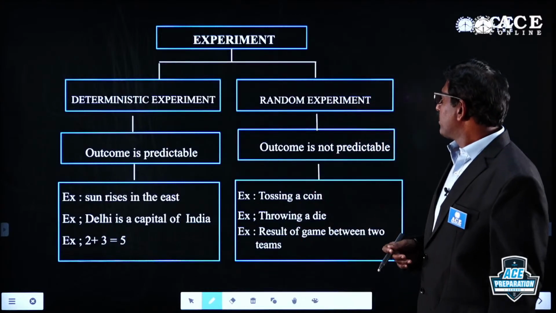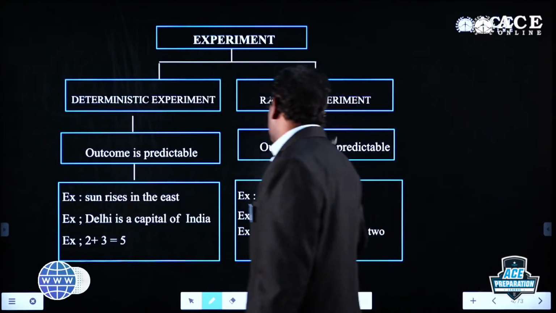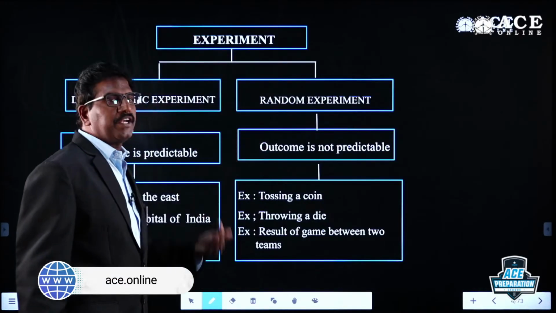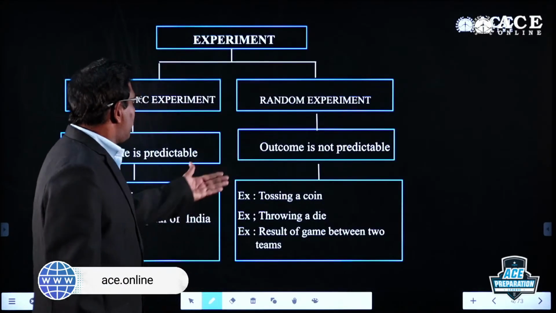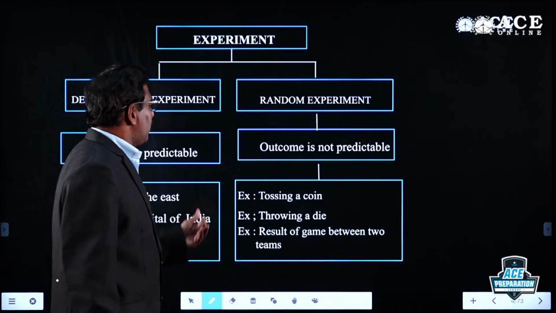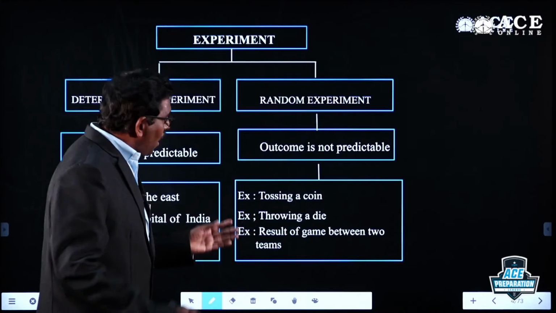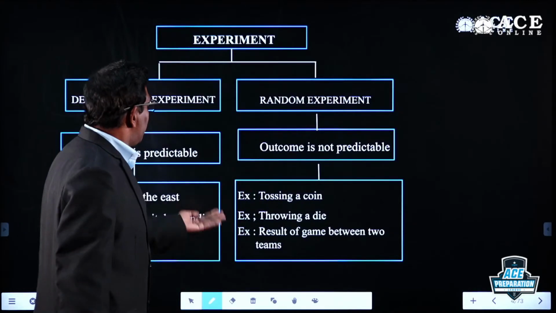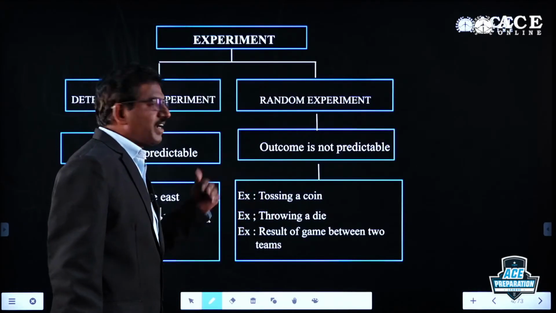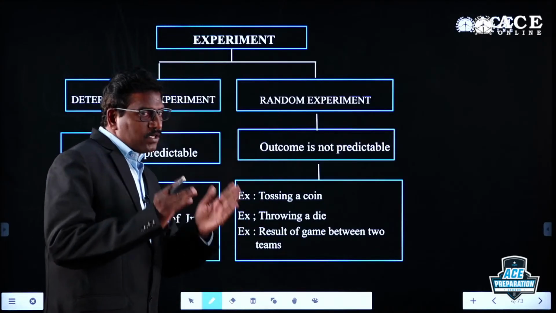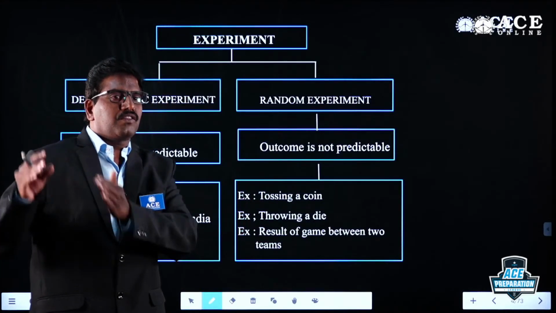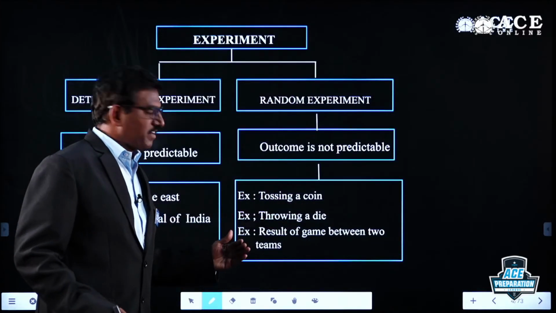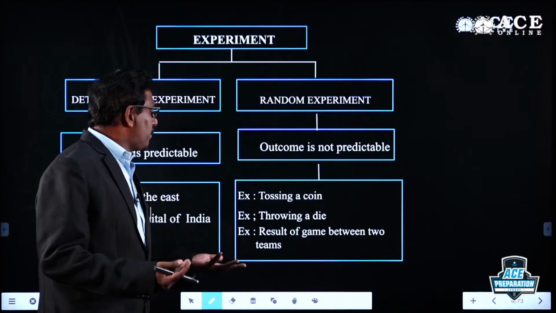Now, the second type of experiment, random experiment. In this case, the outcome is not predictable. We will not be able to predict what the outcome is. For example, tossing a coin. If you toss a coin, the outcome may be head or tail, but we don't know exactly which it is. Similarly, if you throw a die, here also the same. The outcome may be either 1 or 2 or 3 or 4 or 5 or 6, but we don't know exactly which it is. So, the result of a game between two teams.